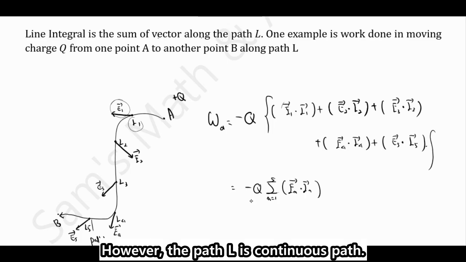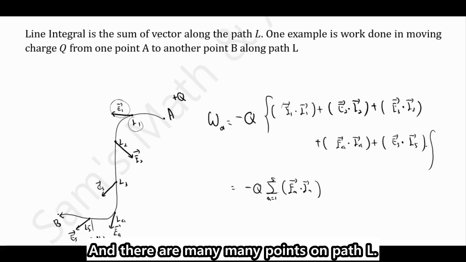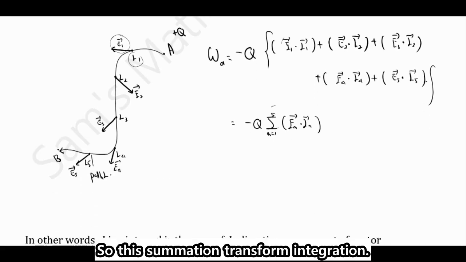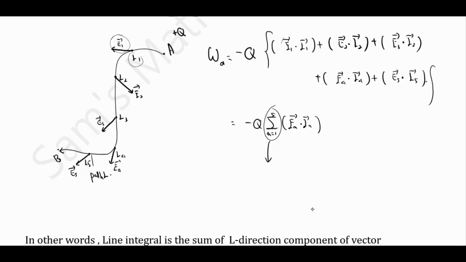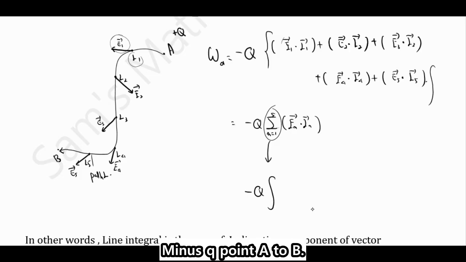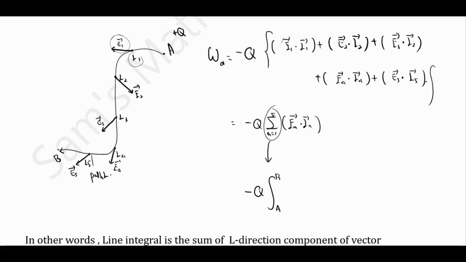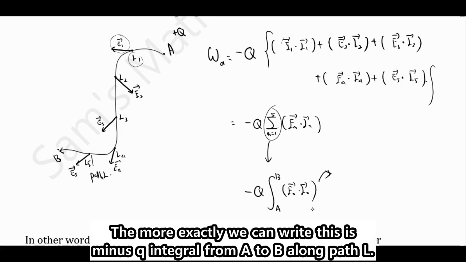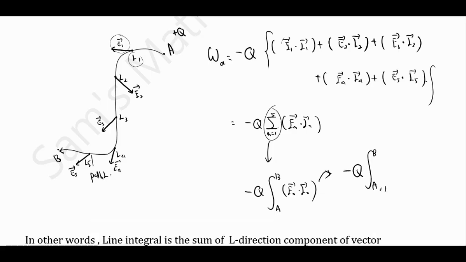However, the path L is a continuous path and there are many points on path L. So this summation transforms into an integration. So this can be a line integral. So minus Q, from point A to B, E_n L_n. More exactly, we can rewrite this as minus Q times the integral from A to B along path L of E_n dot L_n vector.